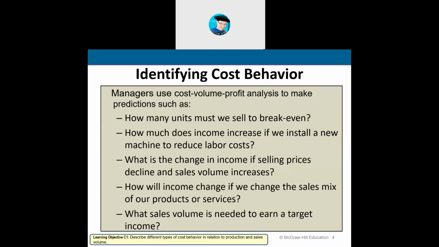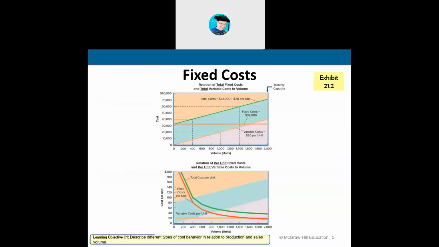We also need to look at how much income will increase if we install additional machines to reduce labor costs. What kind of changes will I need to implement if selling prices decrease and my sales volume increases? All of these questions really help us to understand how to set our prices, how to establish sales goals, things like that. It's all behavioral. It's all behavioral.